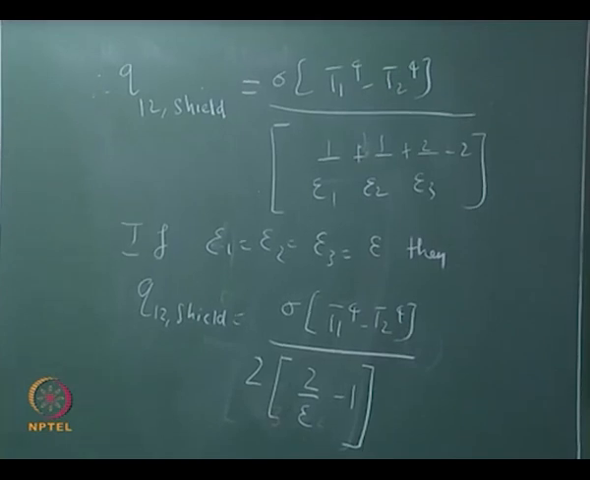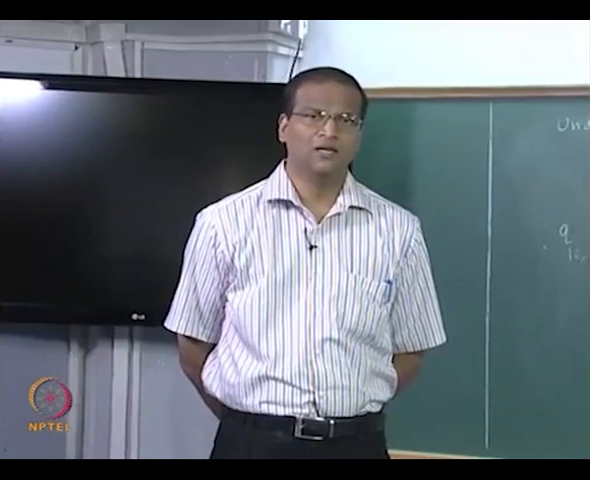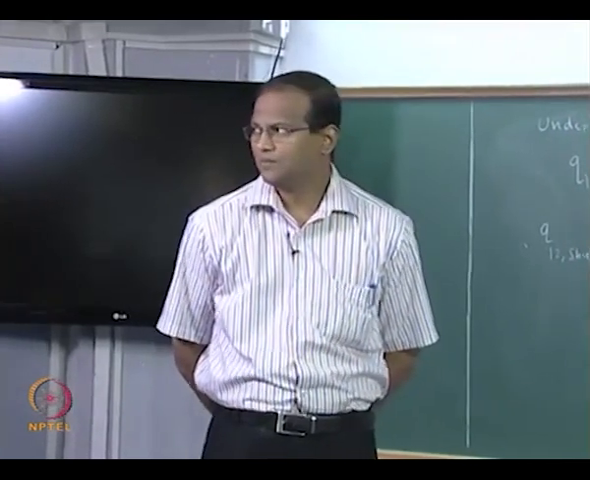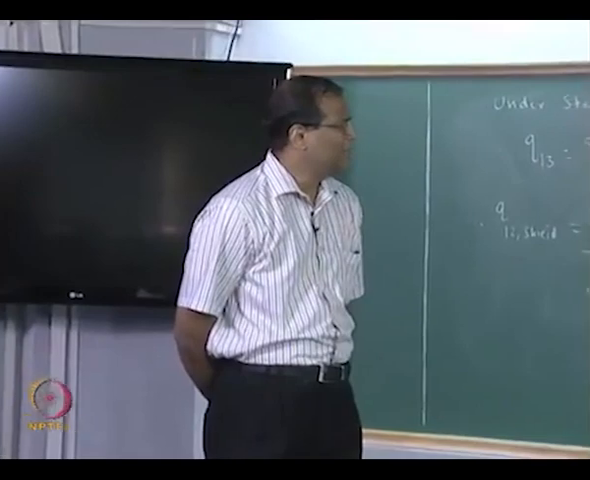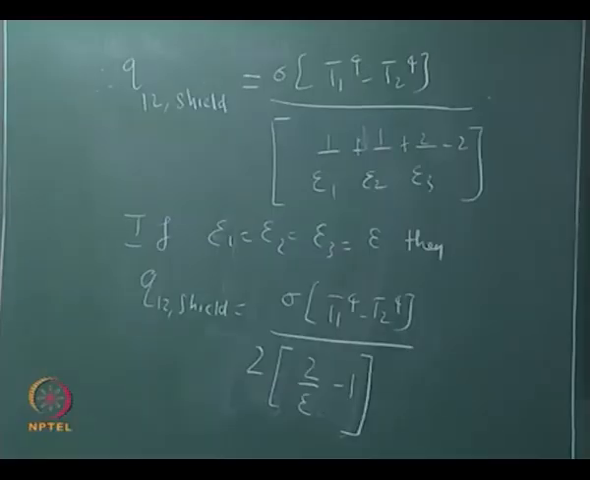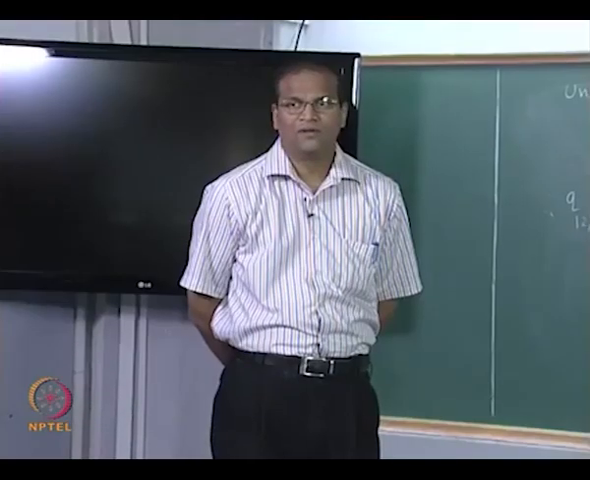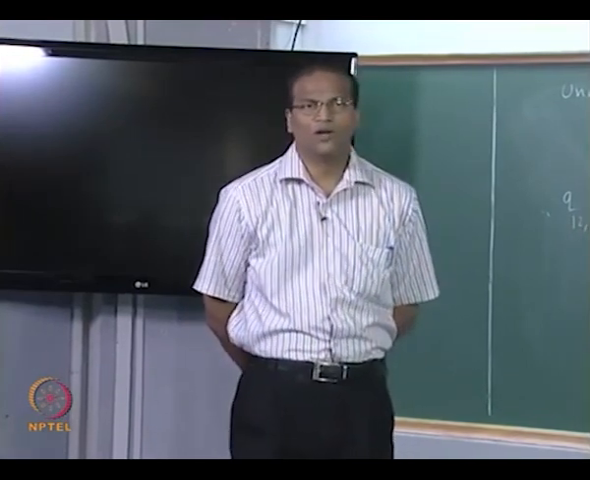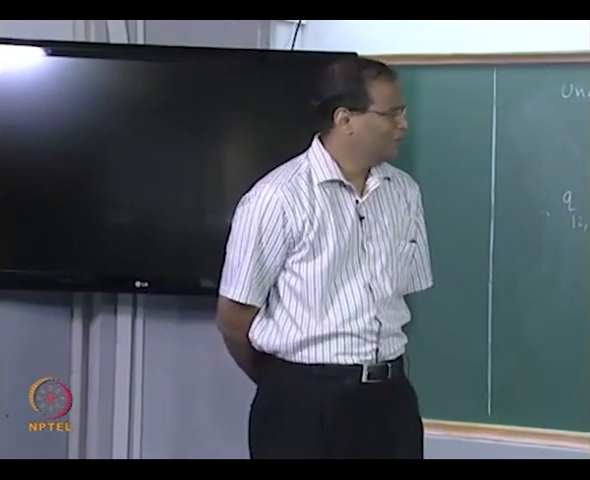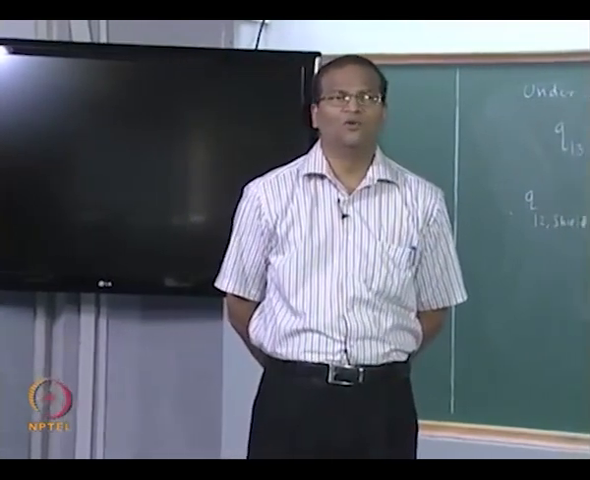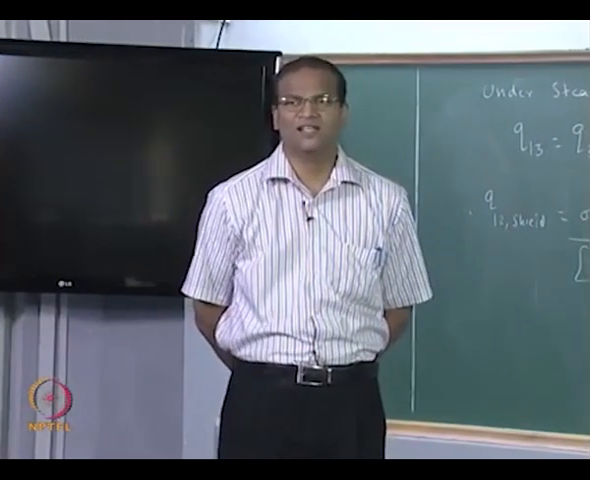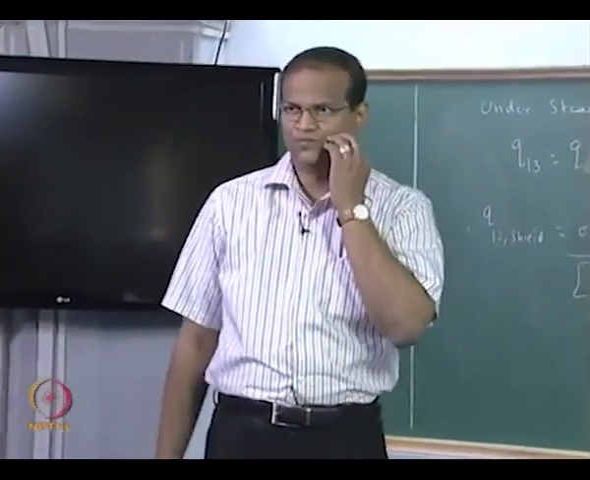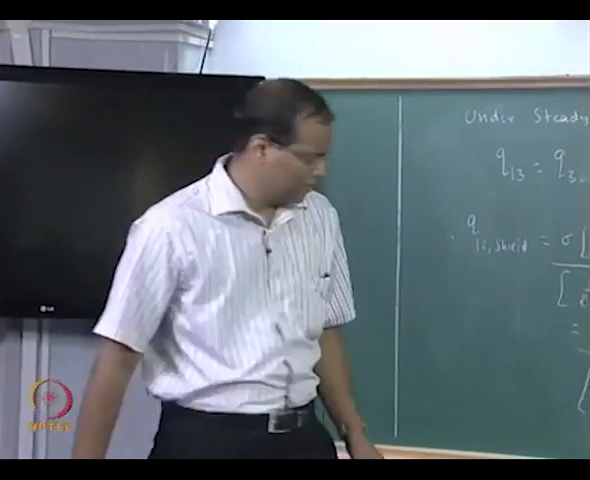Now, if all the epsilons are the same, what will be Q12 no shield? Yeah, if all the epsilons are the same, then Q12 no shield will be sigma T1 to the 4 minus T2 to the 4 divided by 2 by epsilon minus 1. Therefore, Q12 shield is equal to Q12 no shield divided by n plus 1, where n is the number of shields. Okay, is that clear? So we will write it out formally.